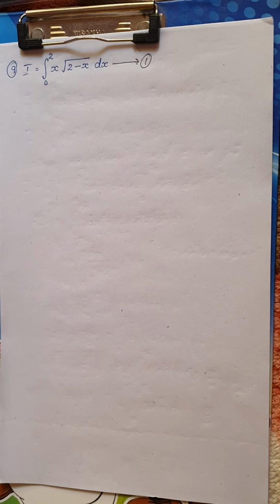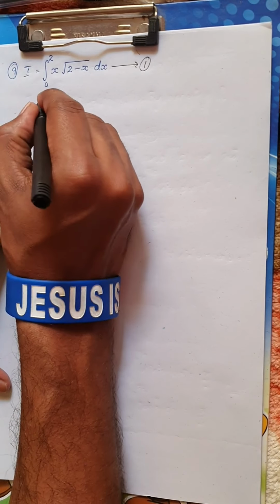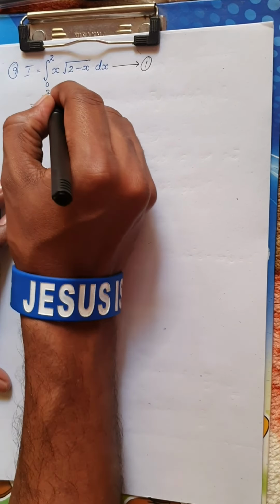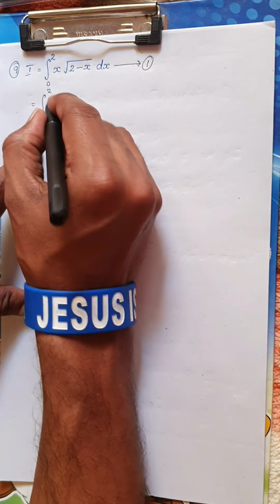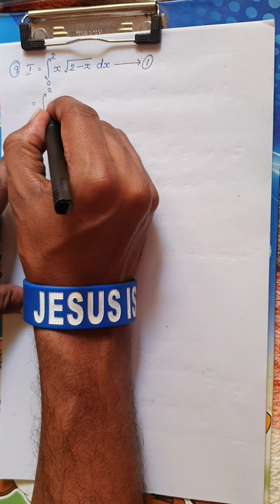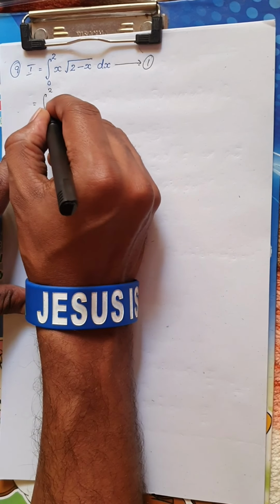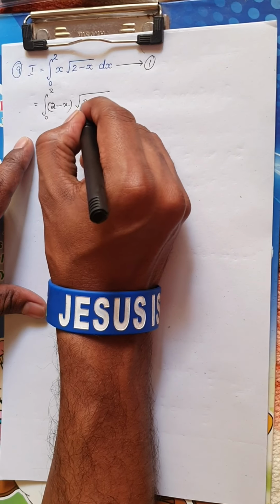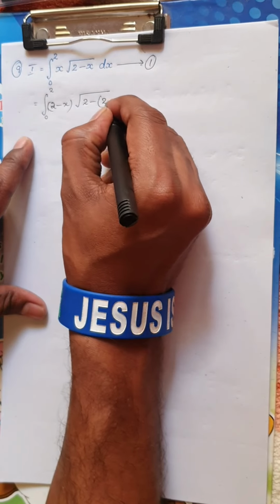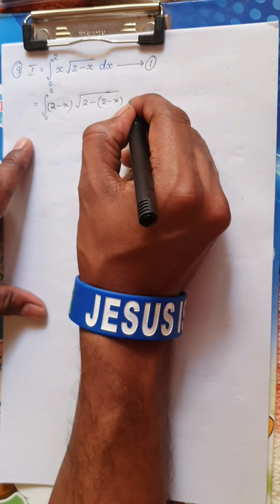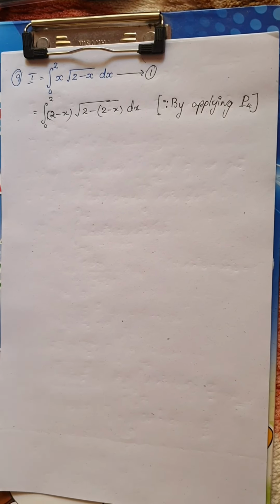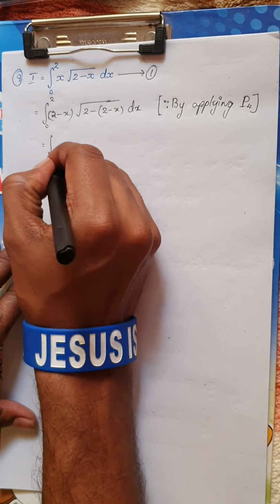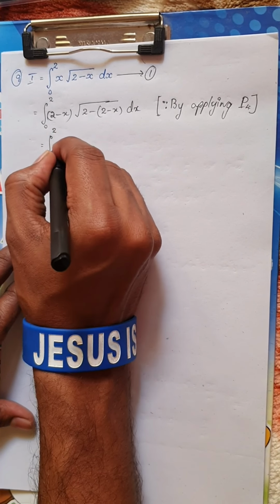So let us apply the property P4. This is nothing but the integral from 0 to 2. Now as I told you, x is replaced by a minus x, here a is nothing but 2. So 2 minus x, into root of 2 minus x is replaced by, as I told you, 2 minus x, please be very careful, dx. How? By using P4.